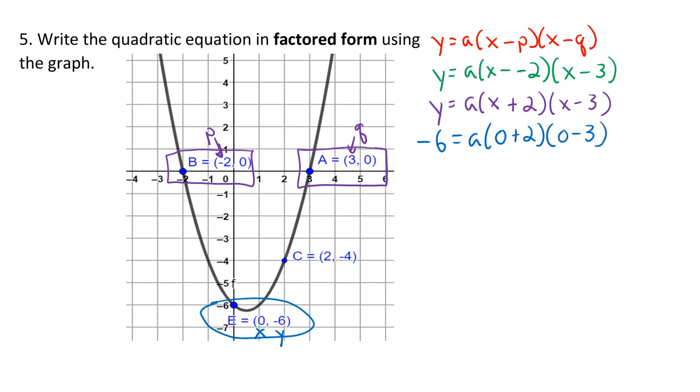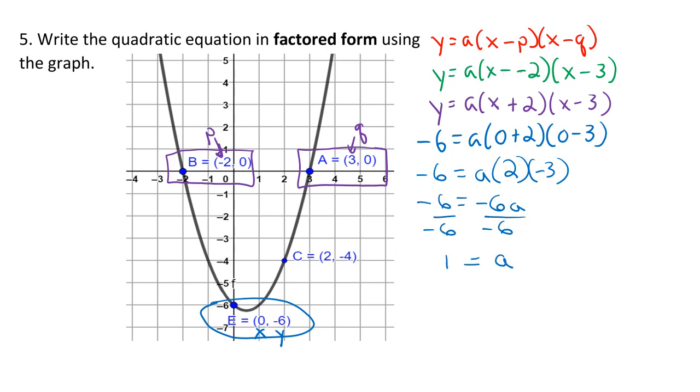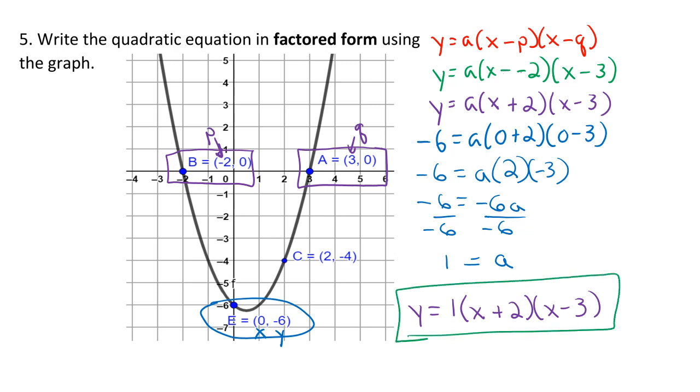Now I want to solve for a, so I want to simplify my problem. 0 plus 2 is 2. 0 take away 3 is -3. 2 times -3 is -6, and we have our a, so -6a. We want to get a by itself, so we're going to divide both sides by -6, so a is 1. Now we can write our equation in factored form. y equals, the a is a 1, then we have our parentheses x plus 2, x minus 3. And this is our equation written in factored form.